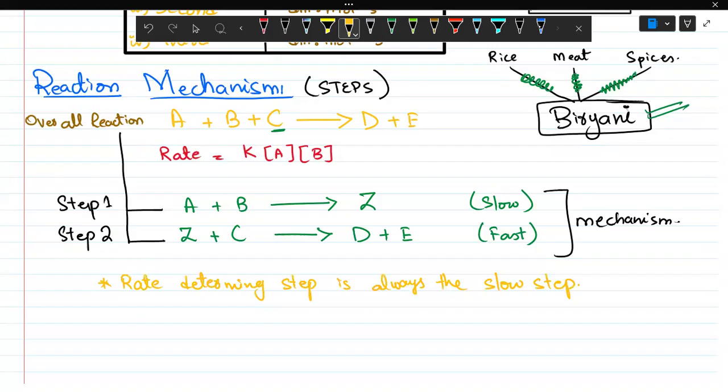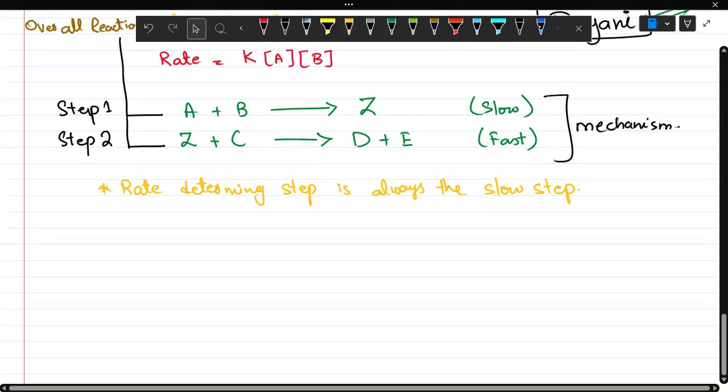Exactly, Shanizera. The step one is basically the rate determining step. Always remember, it doesn't mean that step one is always the slow step. Maybe step two is slow, maybe step three is slow. There's a possibility. The thing is that the slow step is always the rate determining step. Now let's move towards your question. Before moving, let me write some major points here.